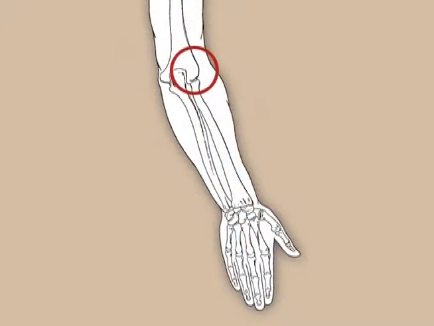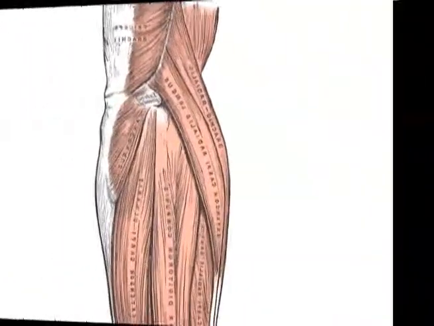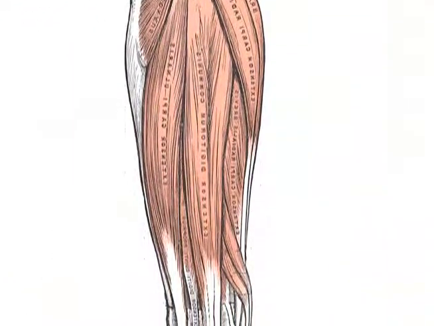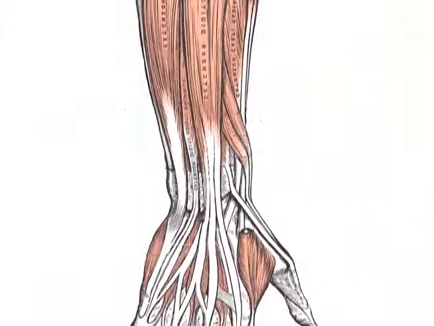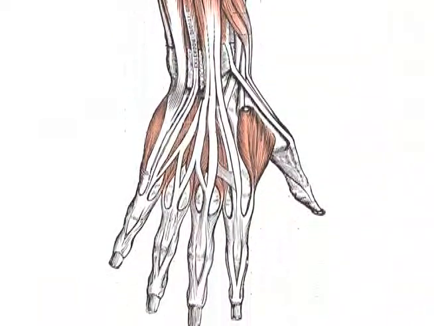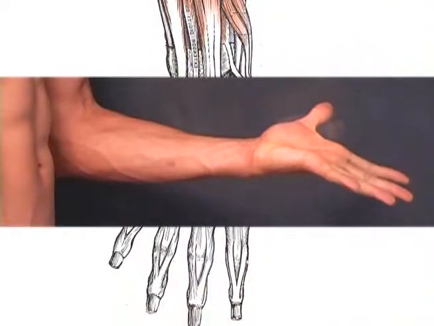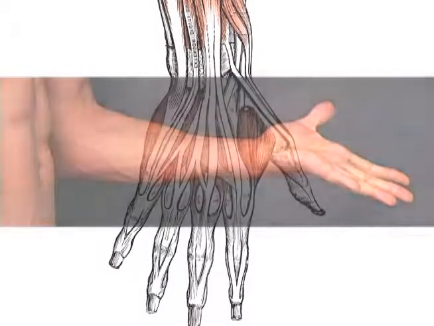These muscles originate at the outer condyle of the humerus, just above the elbow. As they descend, their tendons radiate over the back of the hand. In contrast, the extensors straighten the hand, including the wrist, palm, and fingers.